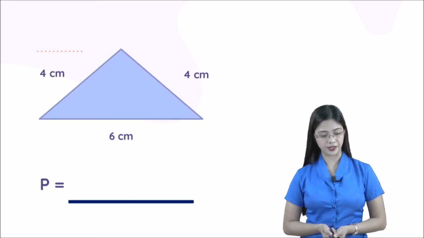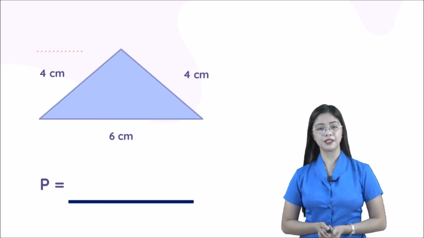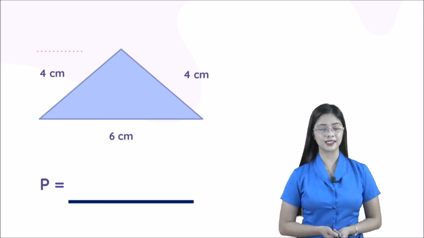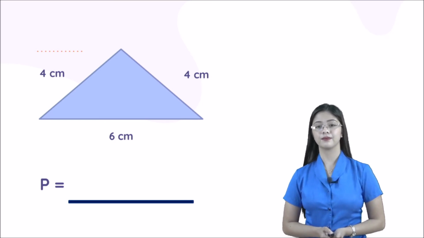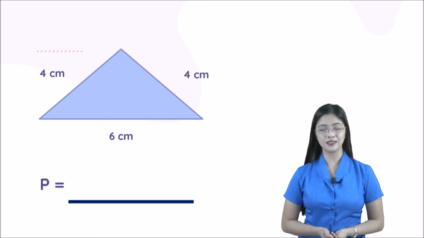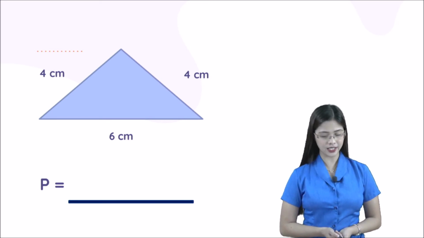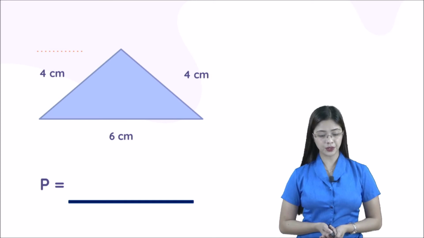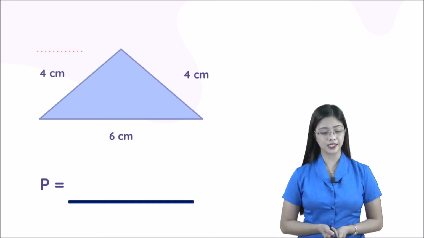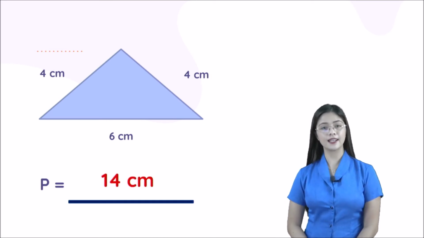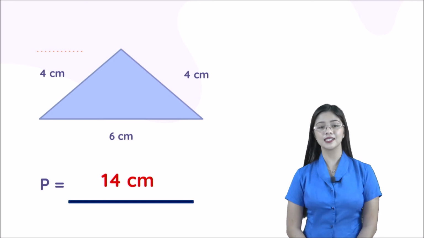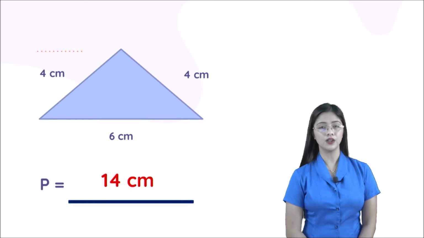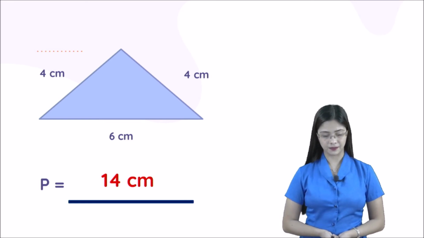Let's have this one. 4 centimeter plus 4 centimeter plus 6 centimeter. Kindly add them in your book. What is your answer, kids? This is my answer. Can you please look at your book and find out if you answered correctly? The correct answer is 14 centimeter. 4 plus 4 is equal to 8. 8 plus 6 is equal to 14 centimeter.